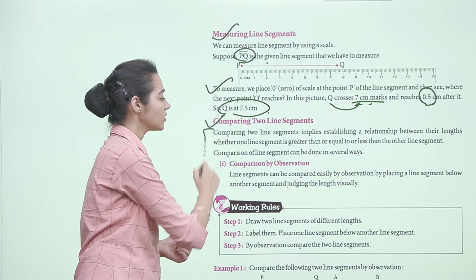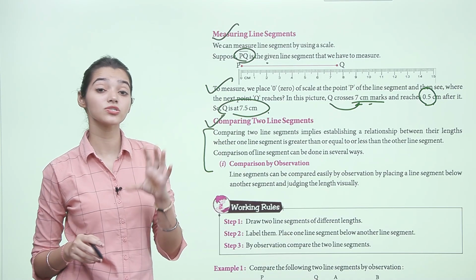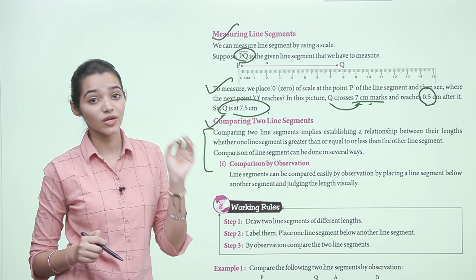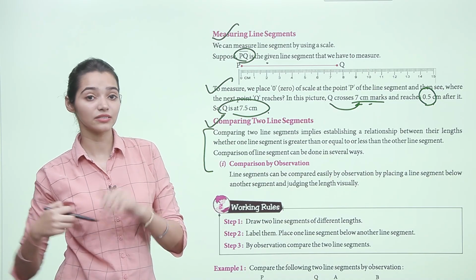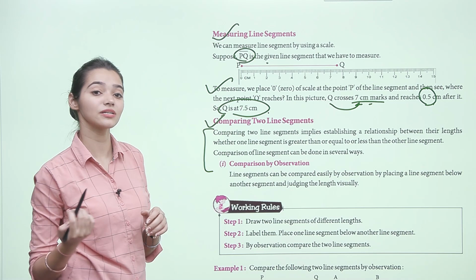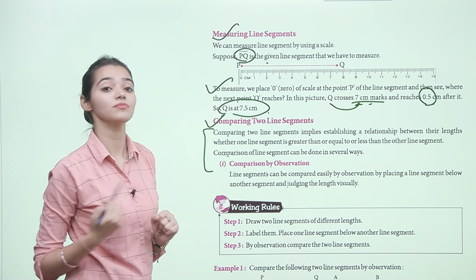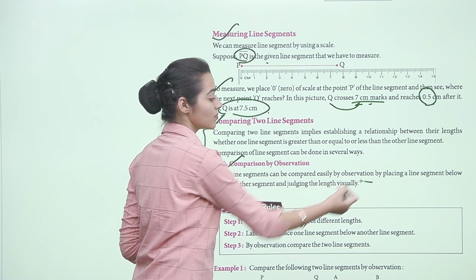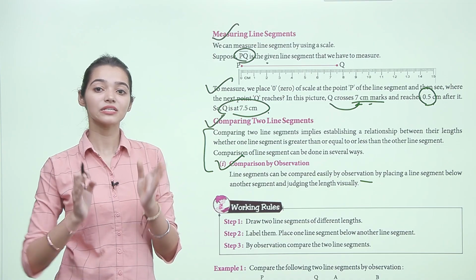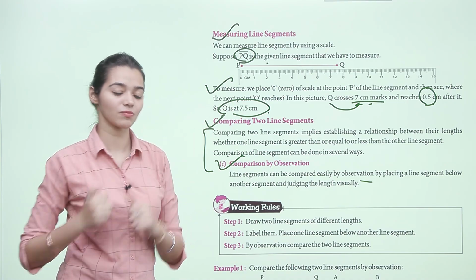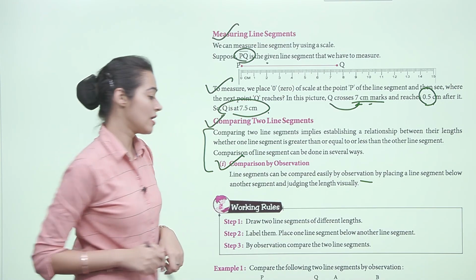Now how can we compare two line segments? By establishing a relationship between their lengths, whether one line segment is greater than, equal to or less than the other one. So comparison is done in several ways. First is comparison by observation. Line segments can be compared easily by observation. That means placing a line segment below the other line segment and judging the lengths visually.